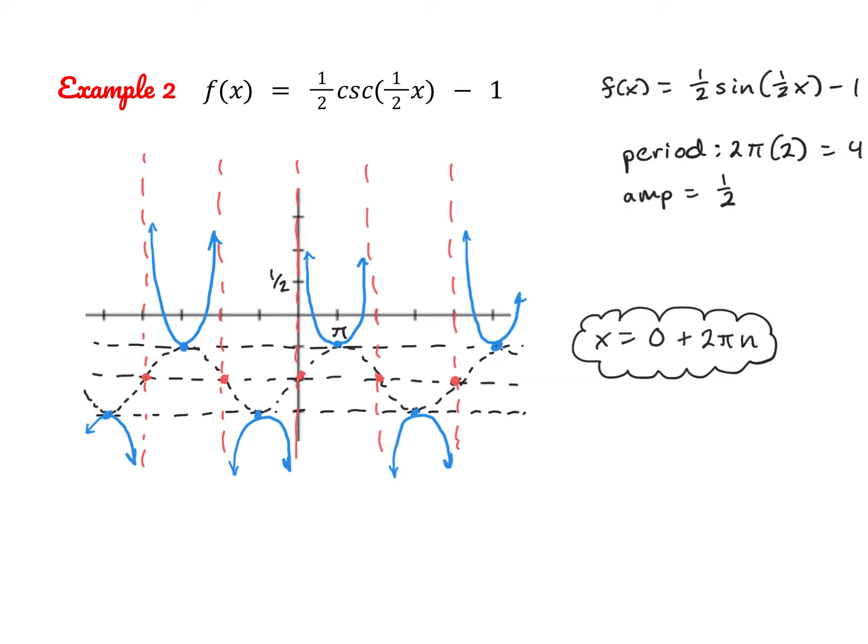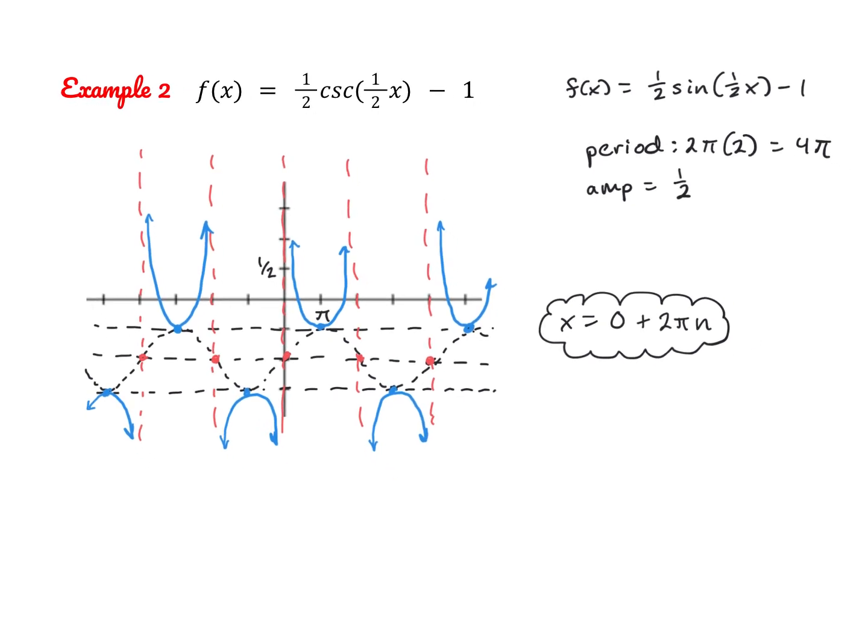So remember, for cosecant or secant, I'd like to start by graphing the sine or cosine graph with the same transformations in our function.